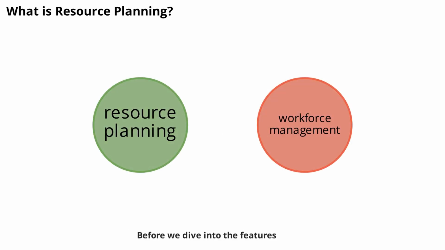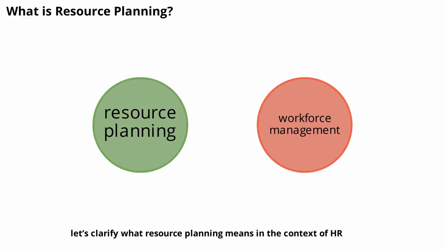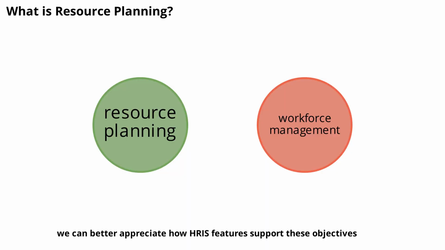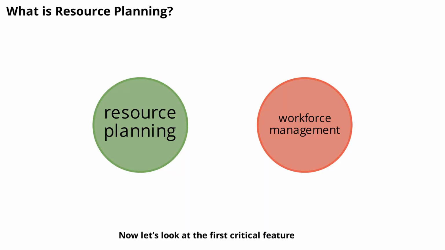Before we dive into the features, let's clarify what resource planning means in the context of HR. Resource planning involves forecasting, allocating, and managing your workforce to meet organizational goals. It's about having the right people, with the right skills, in the right roles, at the right time. Effective resource planning ensures productivity, reduces costs, and helps organizations adapt to changing business needs. With this foundation, we can better appreciate how HRIS features support these objectives.